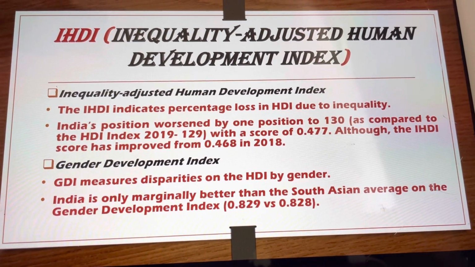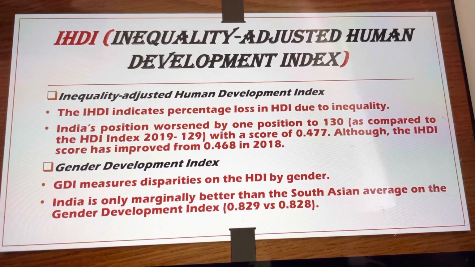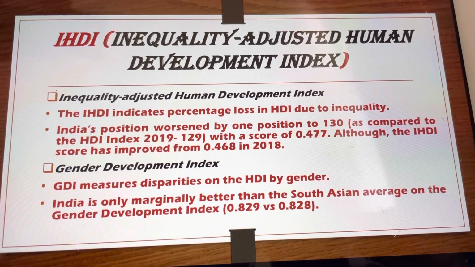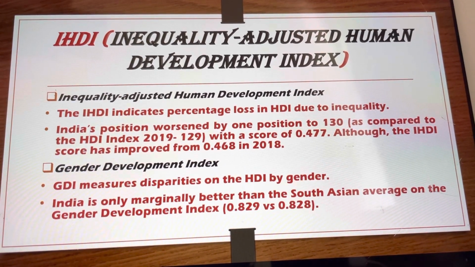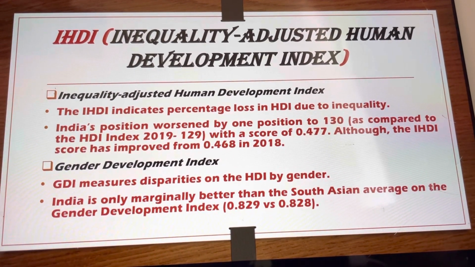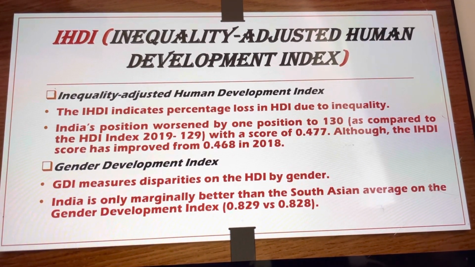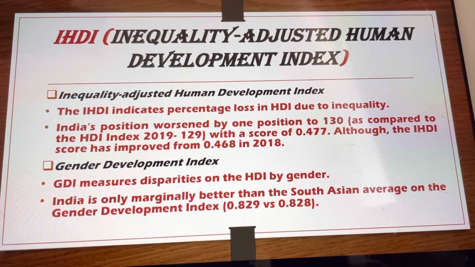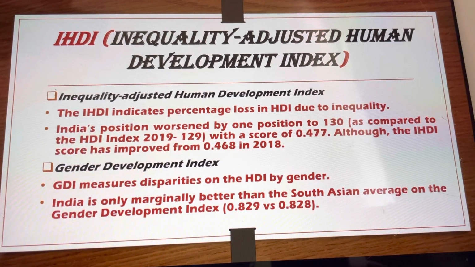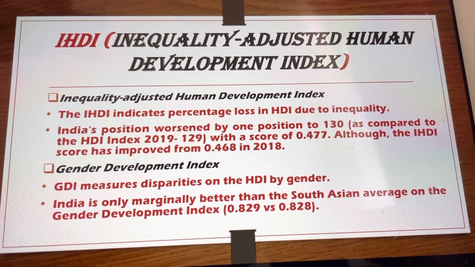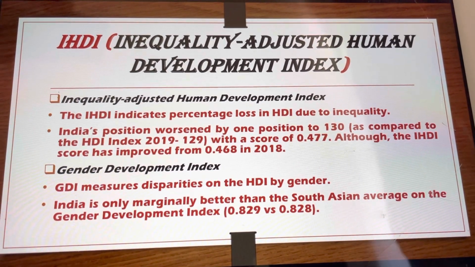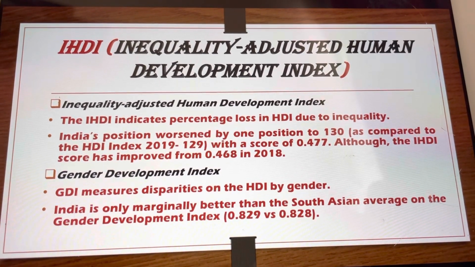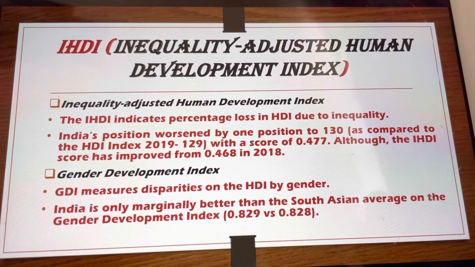Inequality Adjusted Human Development Index. What is it? The IHDI indicates percentage loss in HDI due to inequality. Suppose we are taking the Gender Development Index, or the comparison between men and women. There may be different indicators which are affecting it, or maybe due to other reasons the inequality may be affected.